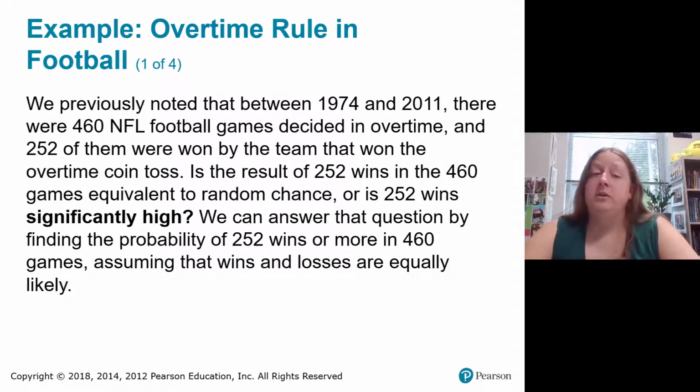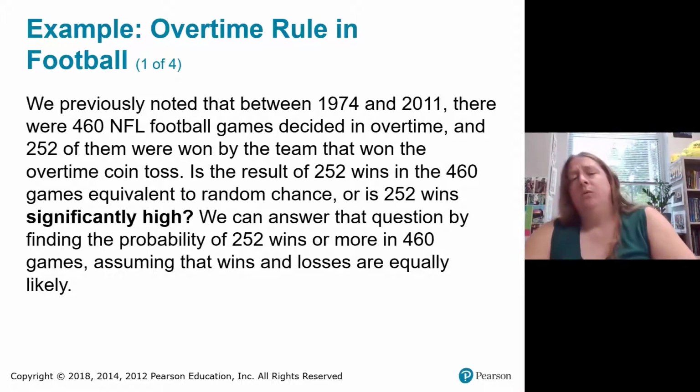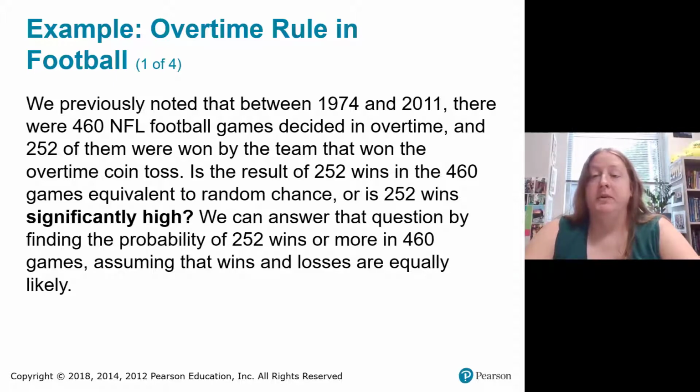So the overtime rule in football, we've looked at this example before. There's 460 NFL games that have gone to overtime between 1974 and 2011. And 252 of them were won by the team that won the overtime coin toss. So we want to know, is 252 wins in the 460 games, could it be random chance, or is it more likely significantly high or significantly low? All right, so we're going to answer this question using binomial probability distribution.